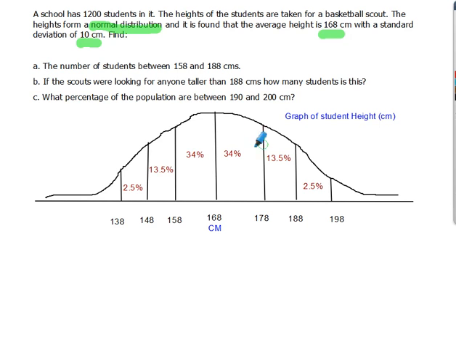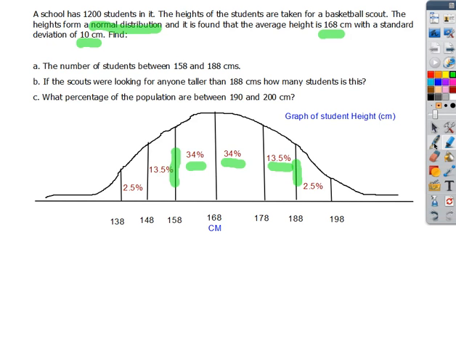We want to find out how many students are between 158 and 188. So it's 158 here, 188 here. So it's the 34%, 34% and 13.5% that are my figures. If I'm going to do that with my calculator, it's going to be 34 add 34 add 13.5, which will give me a grand total of 81.5%. So 81.5% of my population is going to be between those heights.